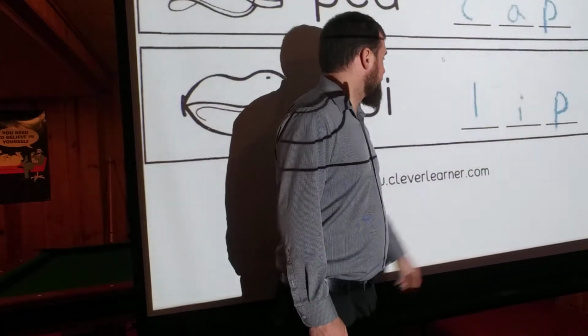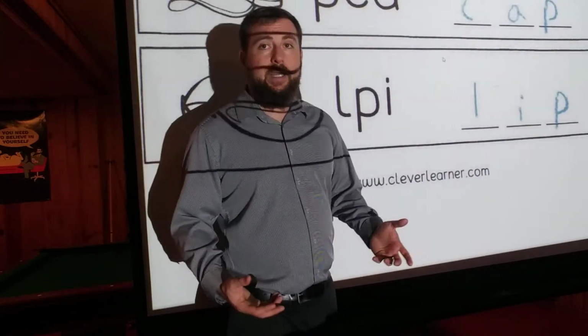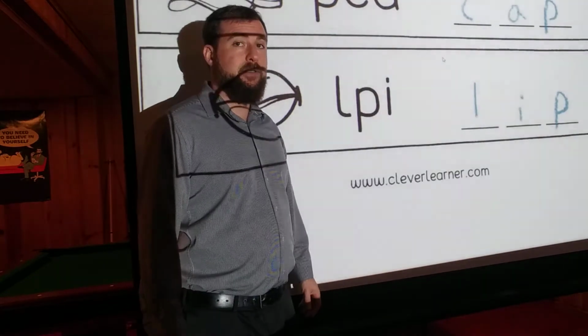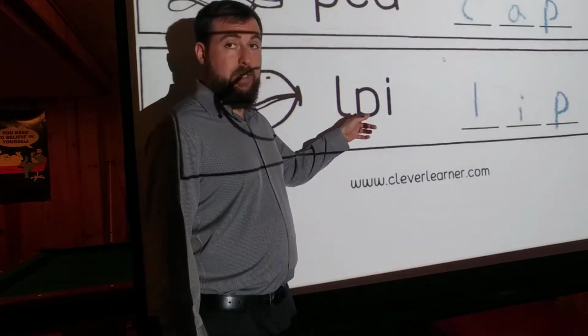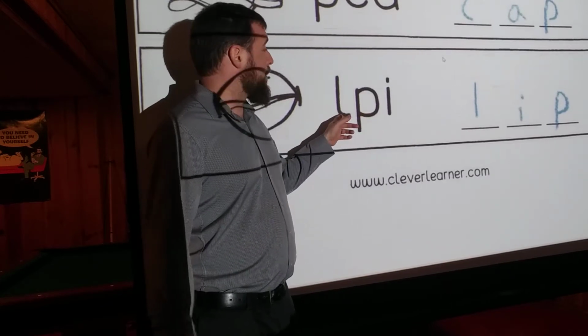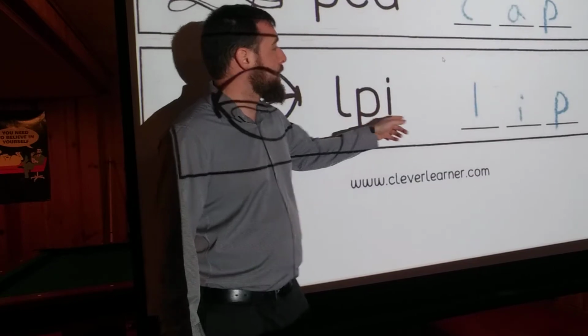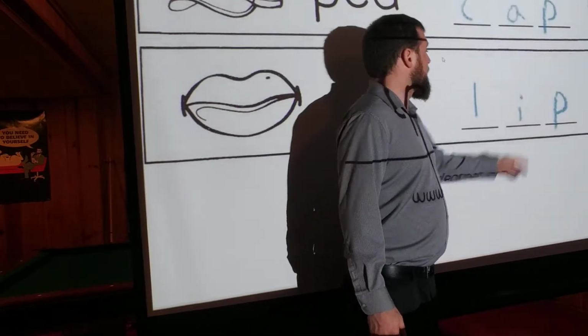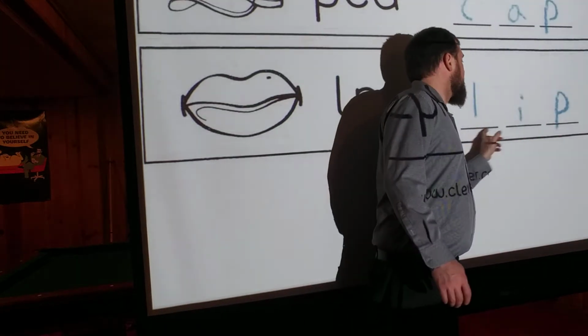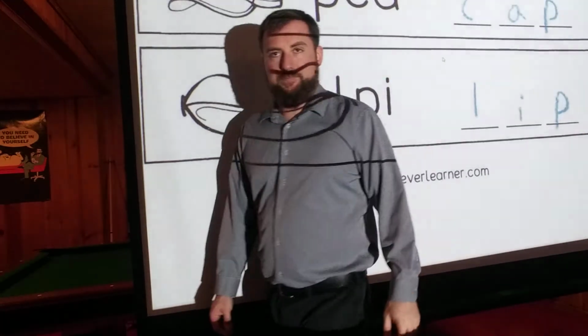L. Lip. Now, I. We have an I. What letter makes the I sound? Does a P make the I sound? No. The P makes the P sound. We already used the L, so it must be the I. L, I, and then P. P for P. Lip. Okay.